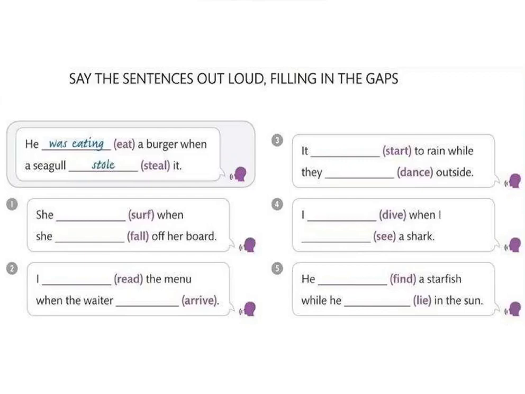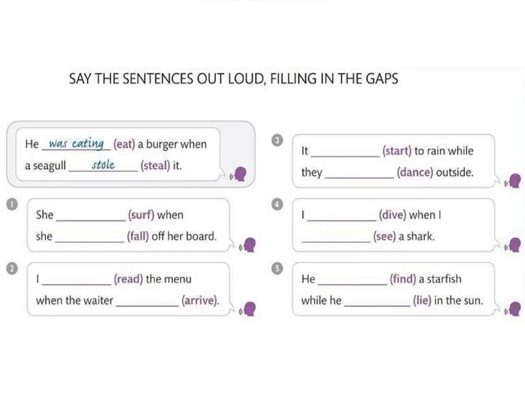She was surfing when she fell off her board. Number 2, I read the menu when the waiter arrived. I was reading the menu when the waiter arrived. The verb to arrive is usually short, an action that happens in its moment.